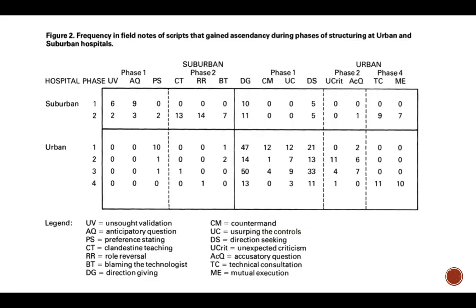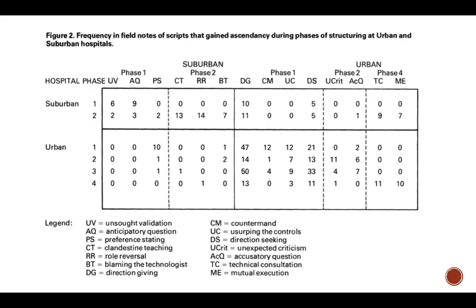This frequency table shows the suburban and the urban frequency in the scripts. So the unsorted validation, UV, AQ, PS, CT, and so on are the scripts in each phase.